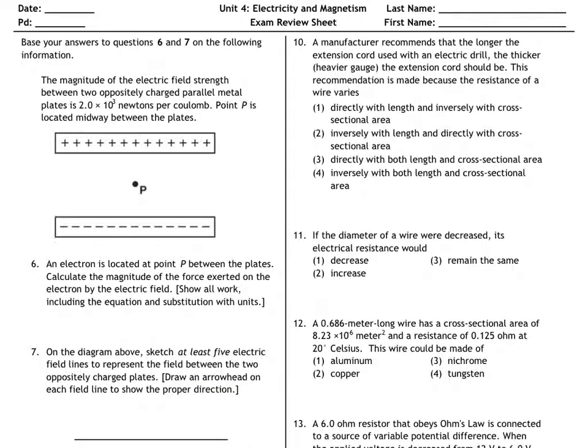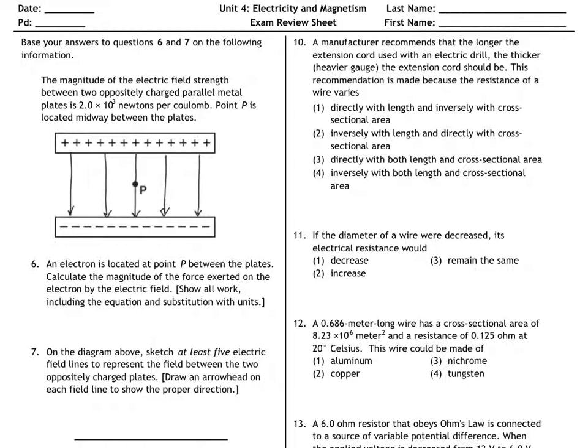I'll do 7 first since that's easier. Remember, the field lines are defined as the direction a positive test charge would feel its force. So the positive test charge would feel repelled by the positive plate. So I'm going to draw my 5 field lines going away from the positive and towards the negative. Okay, so that's done, and let's do number 6.